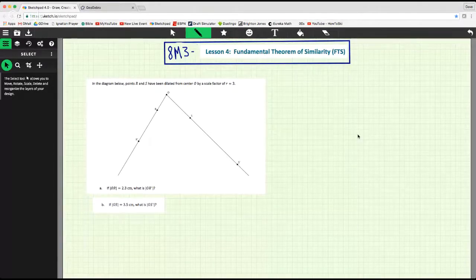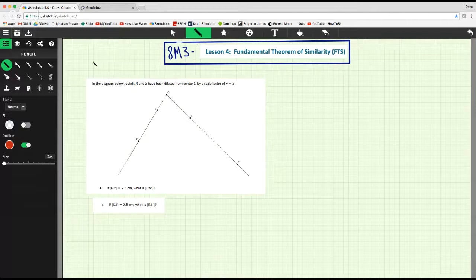So there's not a homework problem. This is from lesson 4, but I think it's like exercise 1 in the book. So this is the first thing you started off today. We start off with the fact that R is dilated from center O using a scale factor of 3. So what does that mean?